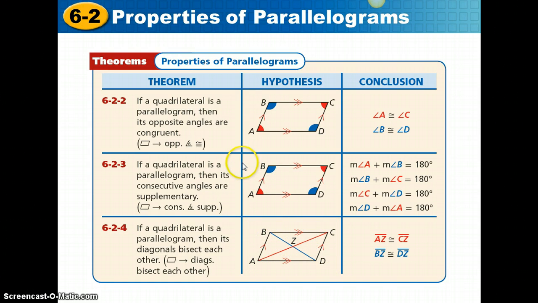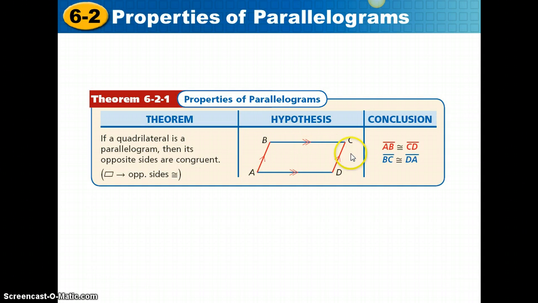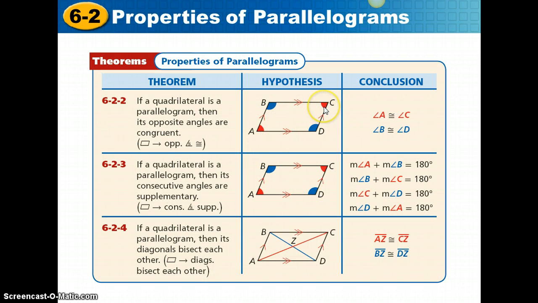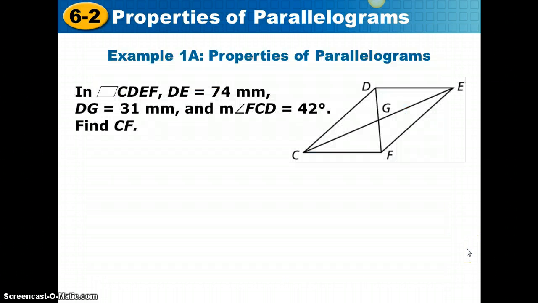So to recap those 4 main properties, in a parallelogram, opposite sides are congruent, opposite angles are congruent, consecutive angles are supplementary, and diagonals bisect each other. This one is the only one that talks about diagonals. So let's try and put some of these properties into practice and do some problem solving.